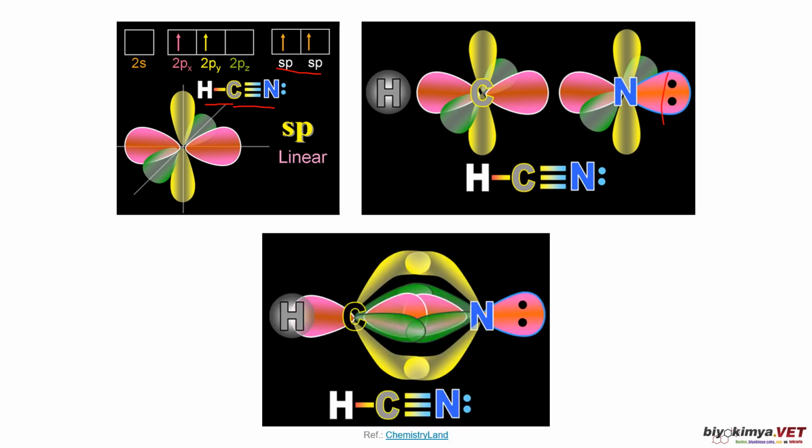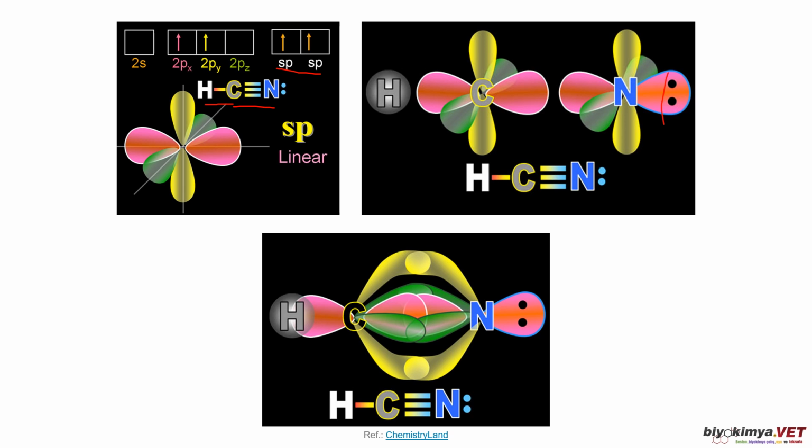Above and below the sigma bond, the yellow lobes create a single pi bond. To the front and back of the sigma bond, the green lobes form a single pi bond. So, in the Lewis structure depicting the triple bond, one line represents a sigma bond, while the other two lines represent the two pi bonds. The two dots in the non-bonding sp orbital represent the nitrogen atom's lone pair of electrons.